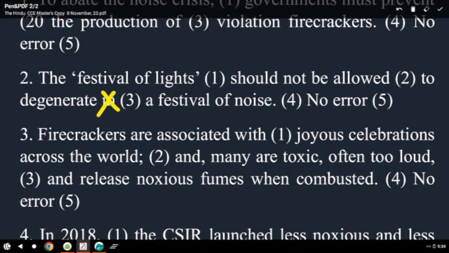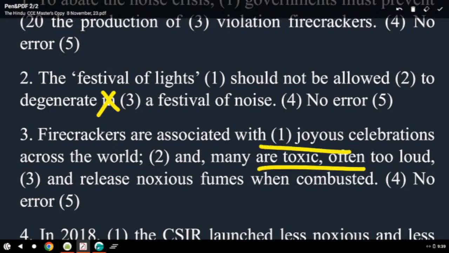Firecrackers are associated with joyous celebrations across the world, and many are toxic, often too loud, and release noxious fumes when combusted. Where is the error? How many of you say there's an error in the third part? So what is wrong with the third part? Here we have two clauses. First clause talks about something positive. Second clause talks about something negative.